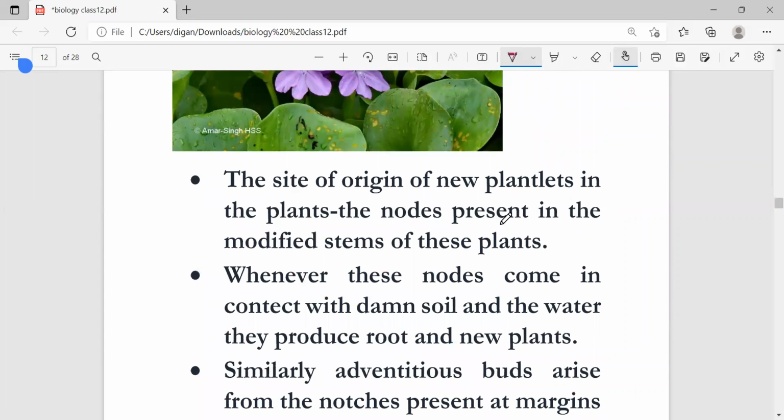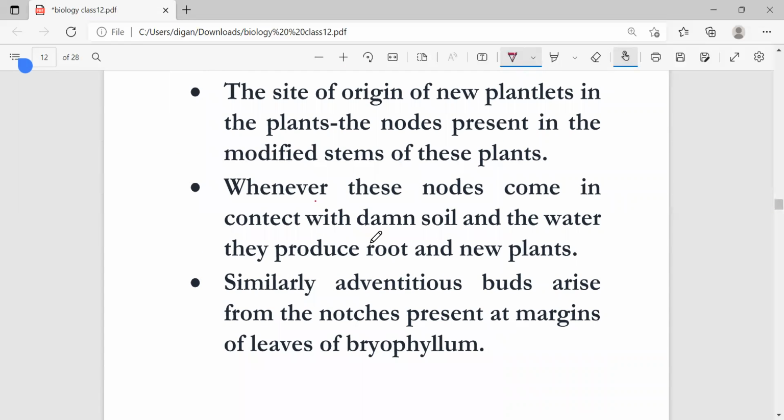The site of origin of new plantlets in this plant is the nodes present in the modified stem. Whenever these nodes come in contact with damp soil and water, they produce roots and a new plant. Similarly, adventitious buds arise from the nodes present at the margin of the leaves of Bryophyllum.